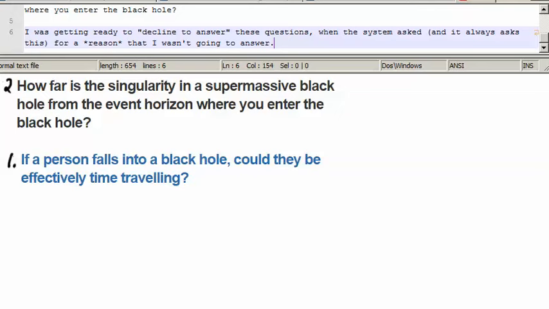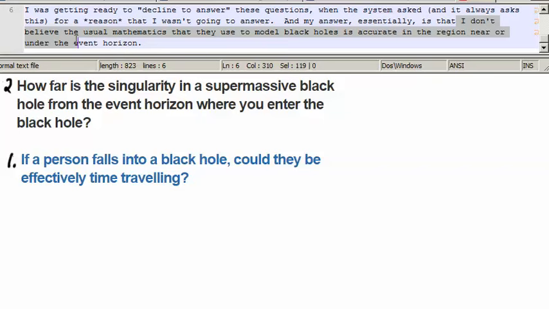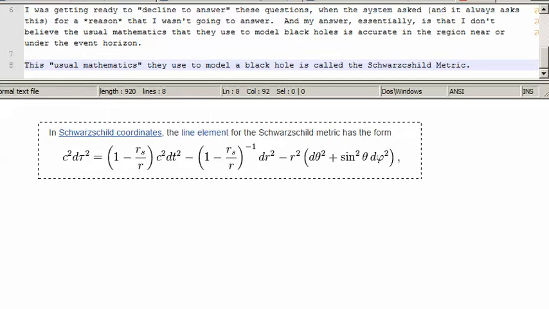And my answer, essentially, is that I don't believe the usual mathematics they use to model black holes is accurate in the region near or under the event horizon. This usual mathematics they use to model a black hole is called the Schwarzschild metric.